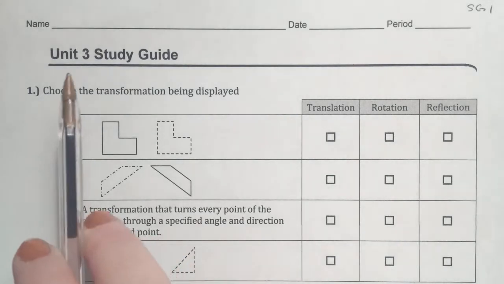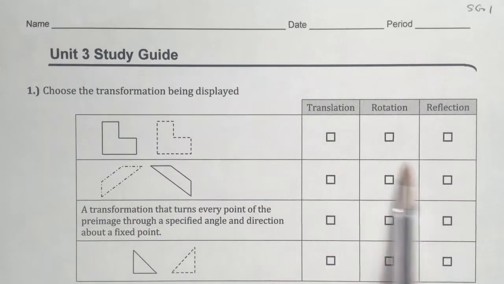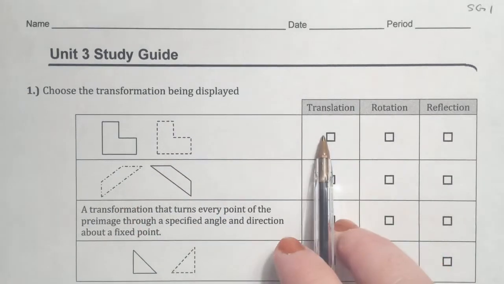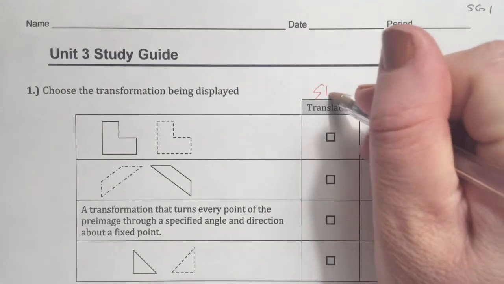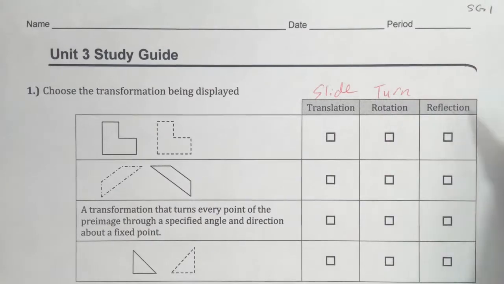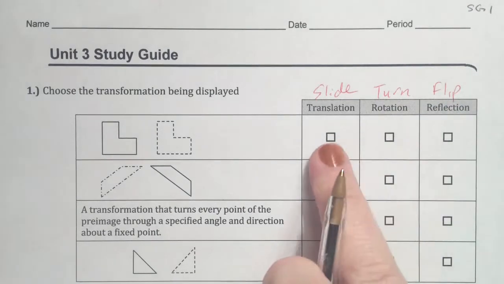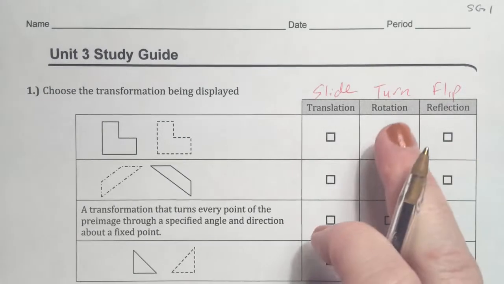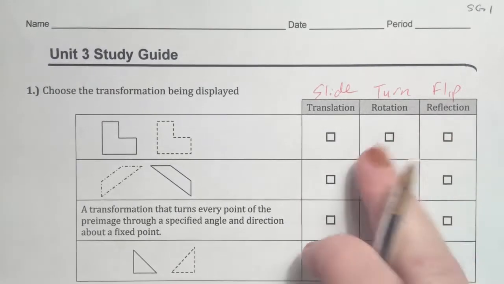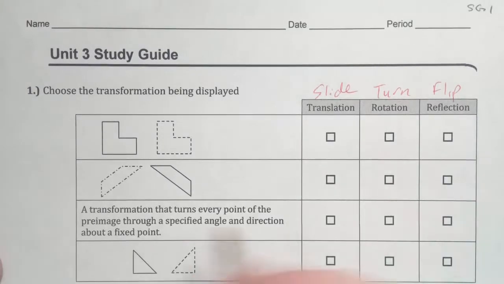All right, so choose from the transformation being displayed. There's only one type that you can use: either translation, which is a slide, a rotation, which is a turn, or a reflection, which is a flip. So make sure that you're checking the right box. A lot of people get reflection or rotation backwards because they see the R and they just forget which one they're checking. So be careful.